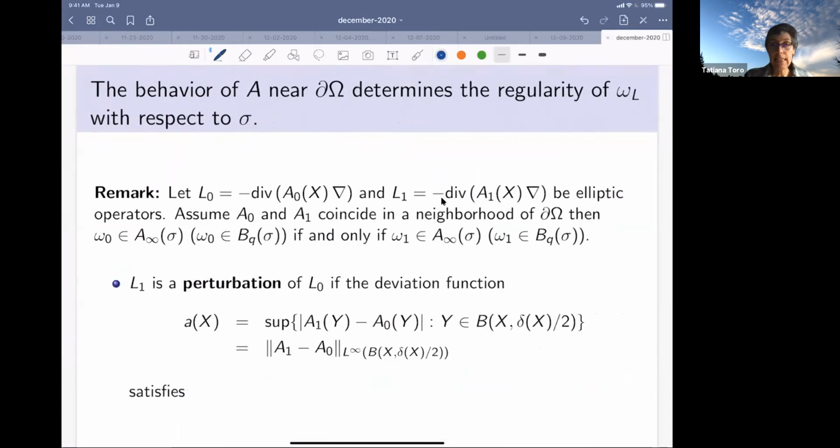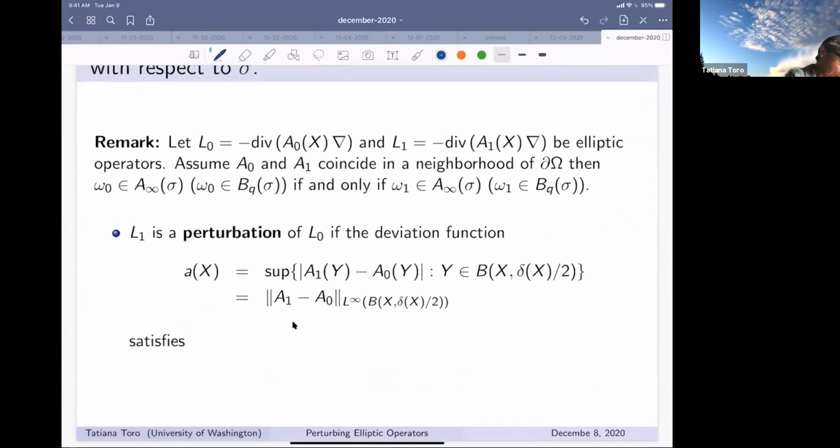The idea is to define perturbation. We say that L1 is a perturbation of L0 if the deviation function, a of x, which is the sup of the absolute value of A1 of y minus A0 of y over this ball, is small. Who is this ball? If this is omega, x is a point inside, and delta of x is the distance to the boundary, this is the ball of radius delta of x over 2.